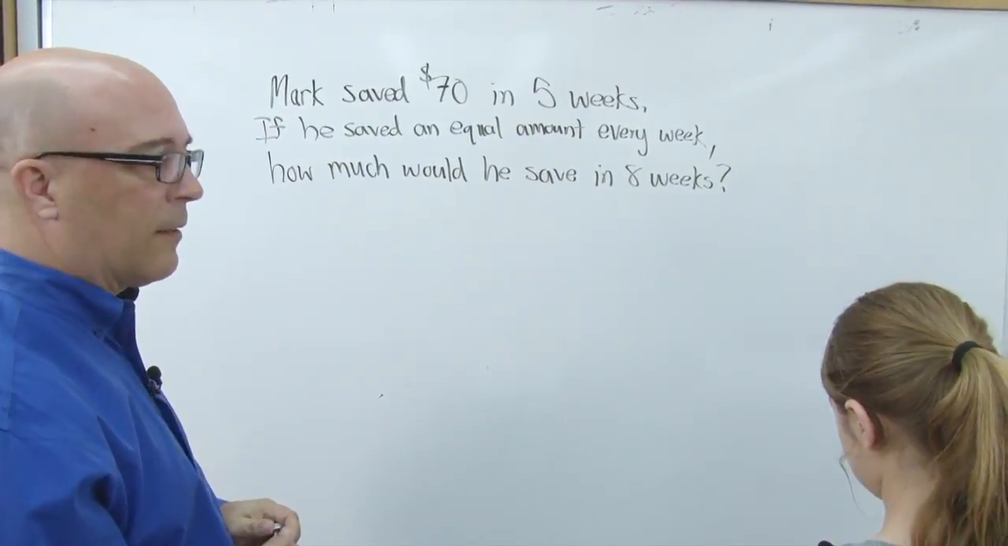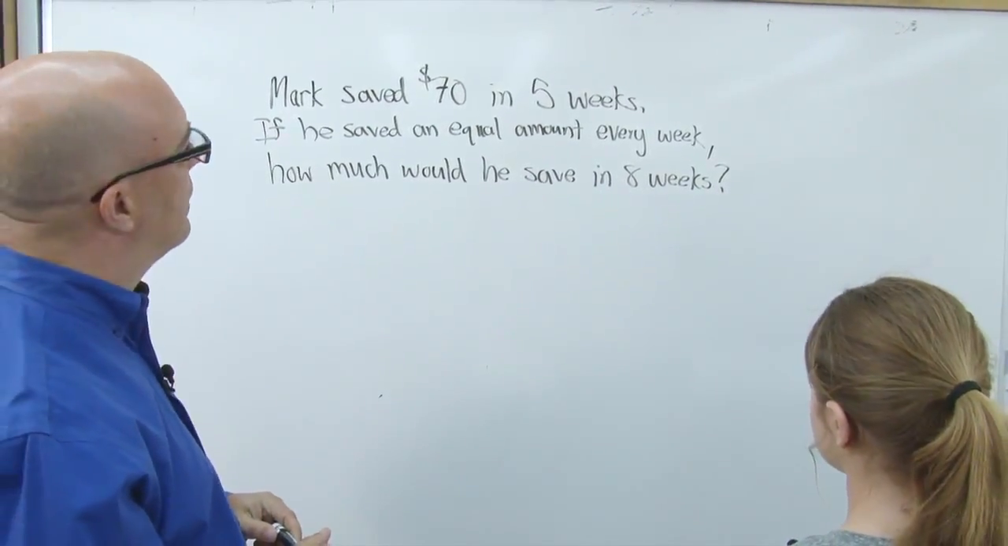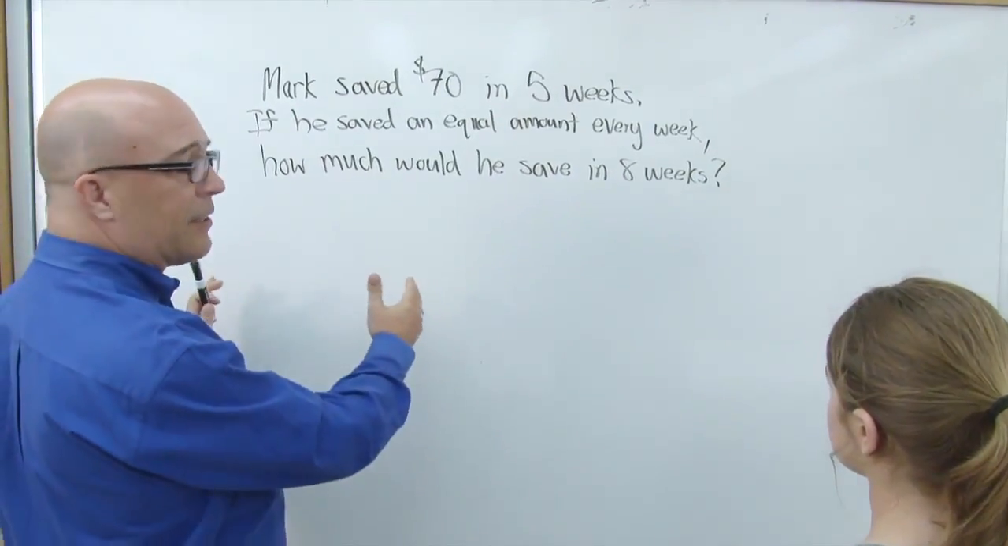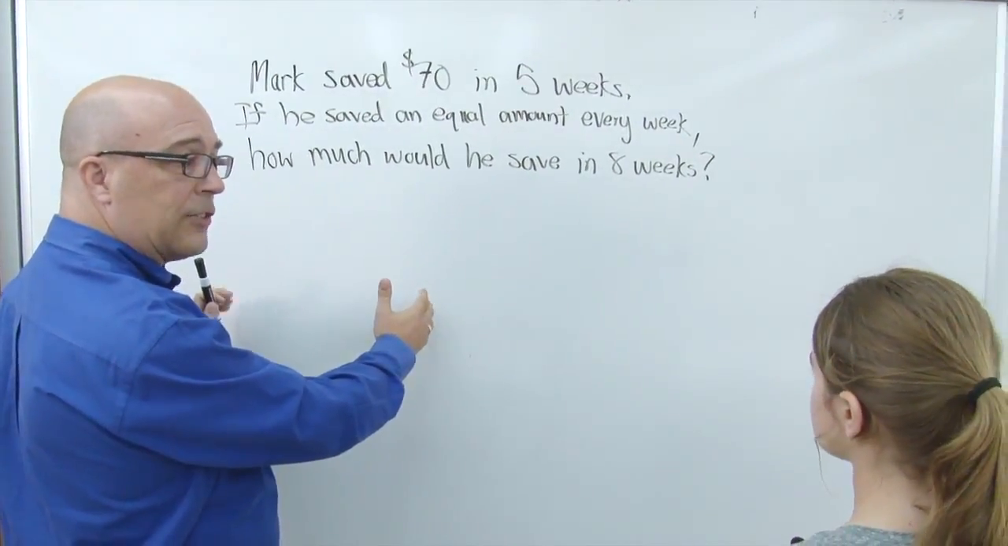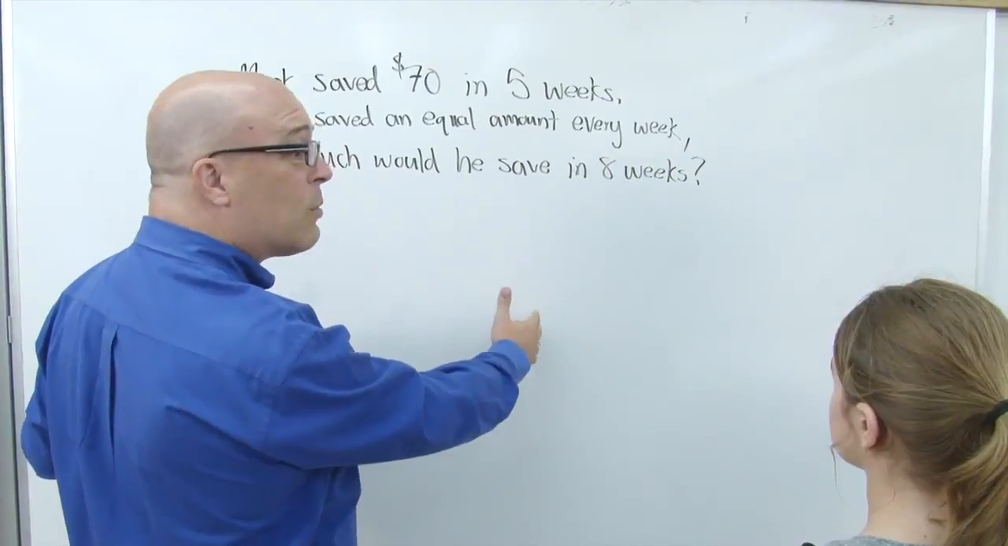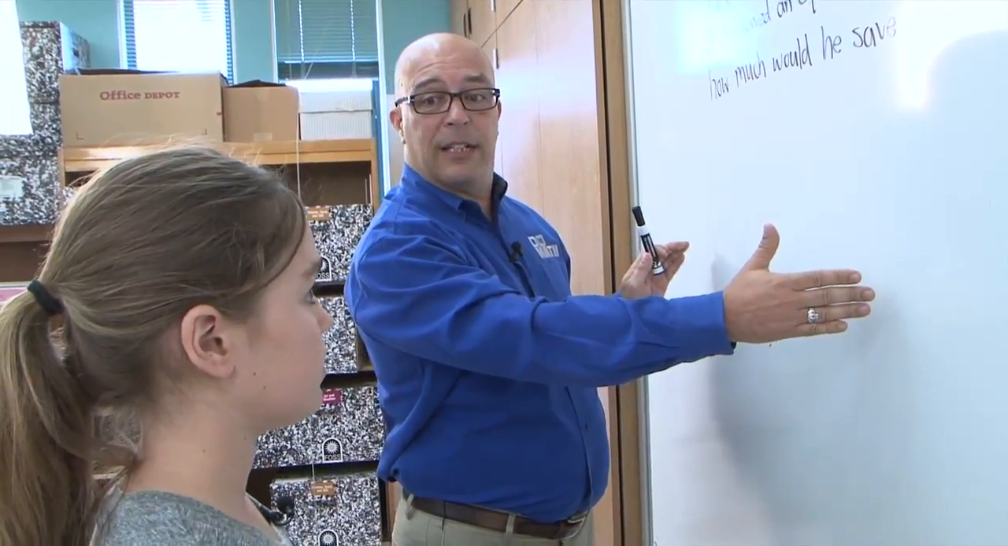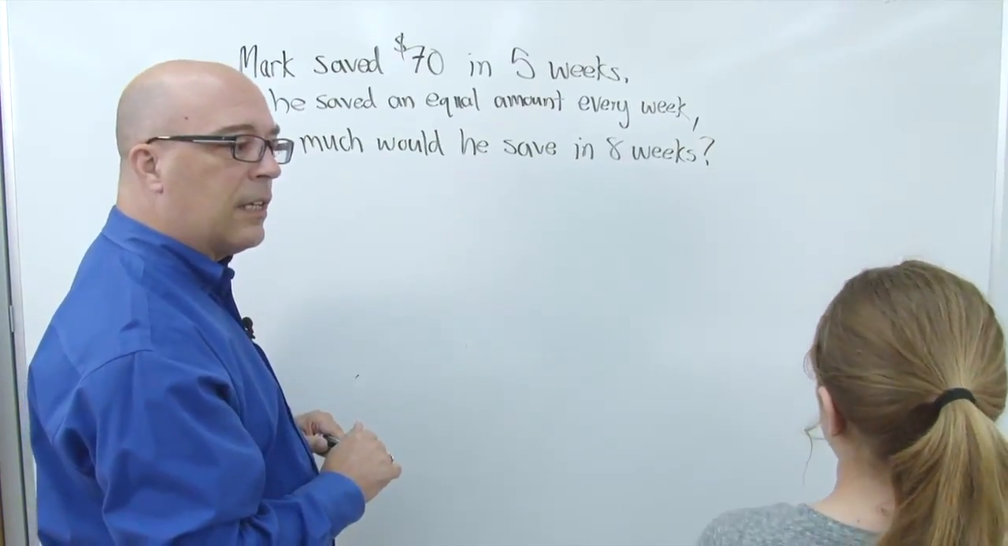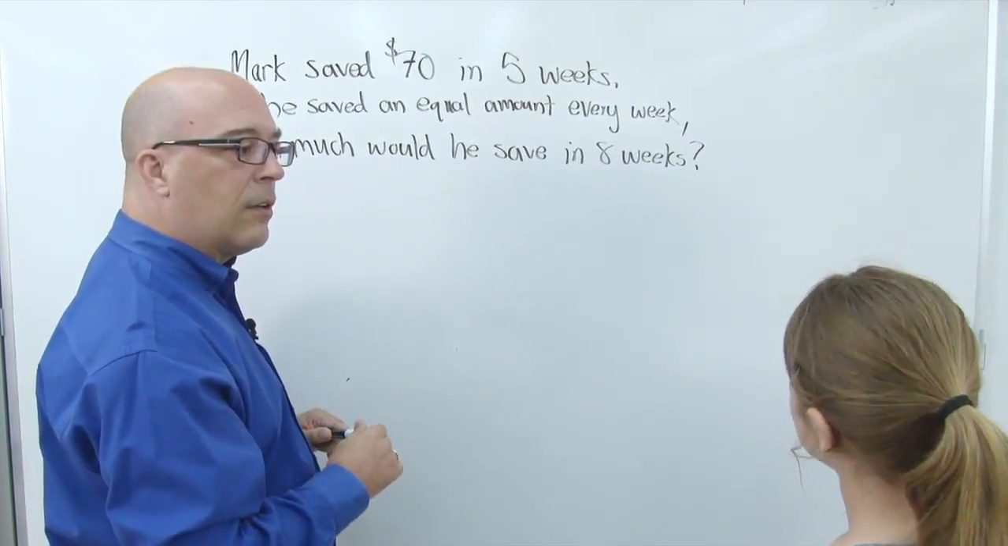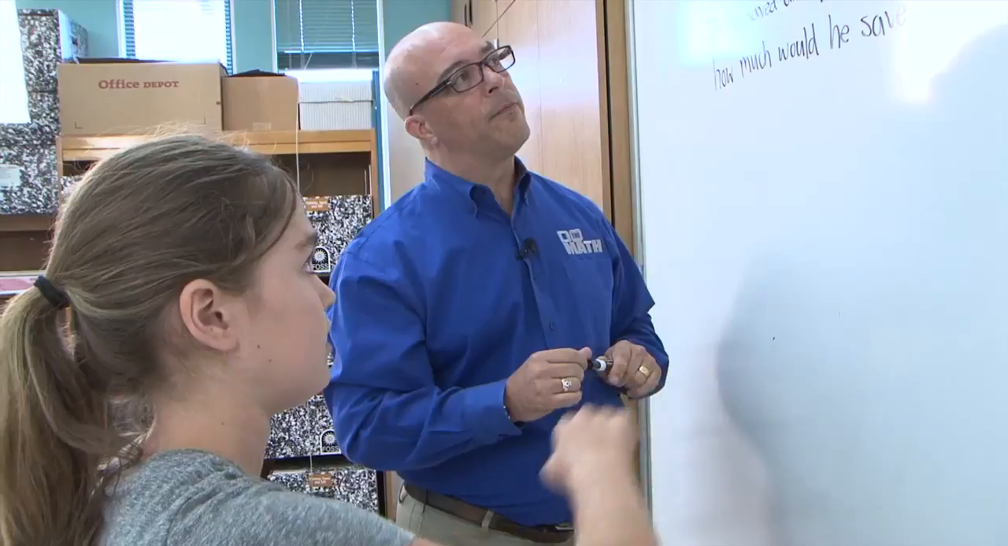Okay, so how would you like to go about this problem? Multiplication. You want to multiply? Yeah. Okay, what would you like to multiply? Because we know we have $70 in 5 weeks. So in 8 weeks, we're going to have a little more than $70, right? But first we have to figure out how much we have in 2 weeks, so in 3 weeks, so we could add on to that.